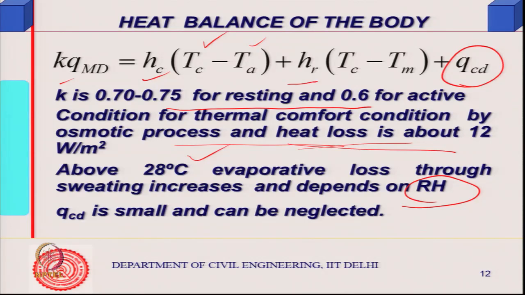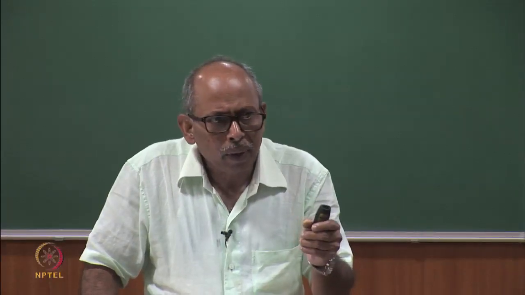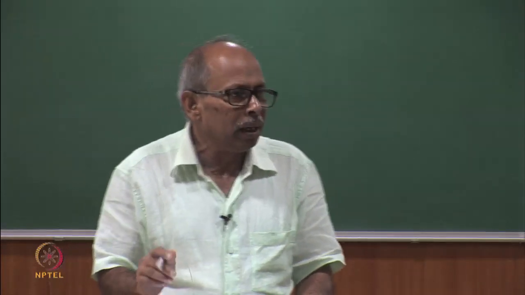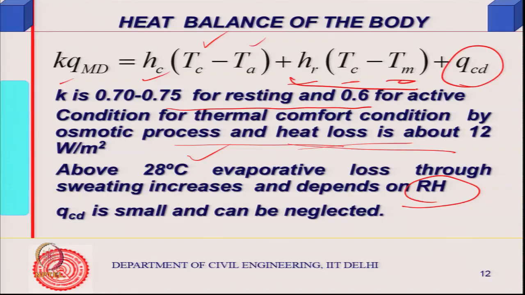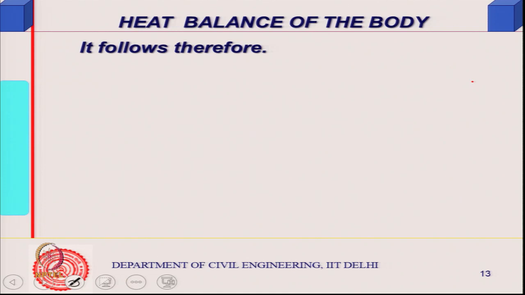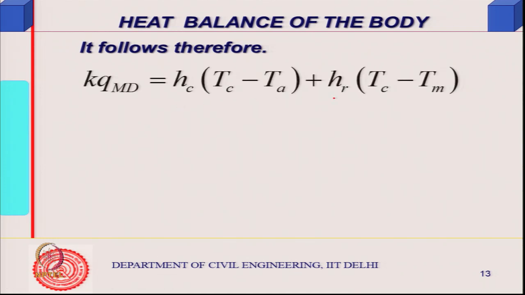Now, radiation again takes place from Tc, the clothing, to the mean radiant temperature. Tm is actually the mean radiant temperature, I did not write full MRT. So, this is the radiative heat transfer, mean radiant, right, and this is Tc to air, and this is a surface conductance. So, this is neglected. Therefore, what we are seeing is KMD = Hc(Tc - Ta) + Hr(Tc - Tm).